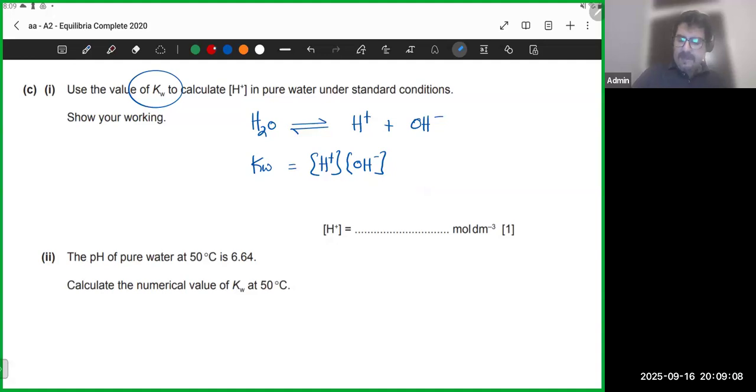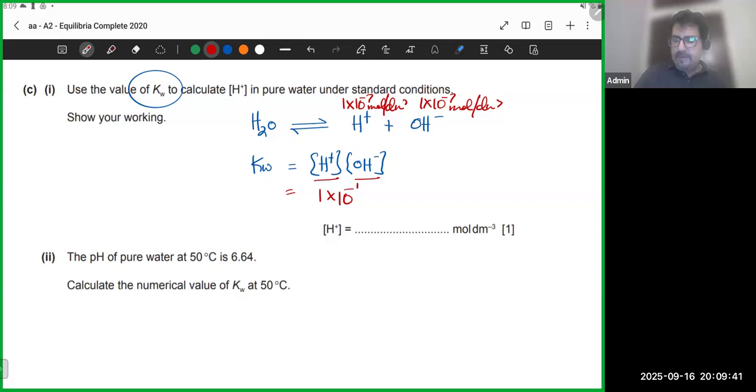It had a particular value at room temperature. At room temperature there was 1 times 10 to the power minus 7 mole per dm cubed of H plus ions, and 1 times 10 to the power minus 7 mole per dm cubed of OH minus ions. So your Kw had a value of 1 times 10 to the power minus 7 into 1 times 10 to the power minus 7. That gave you 1 times 10 to the power minus 14, and that's mole squared.